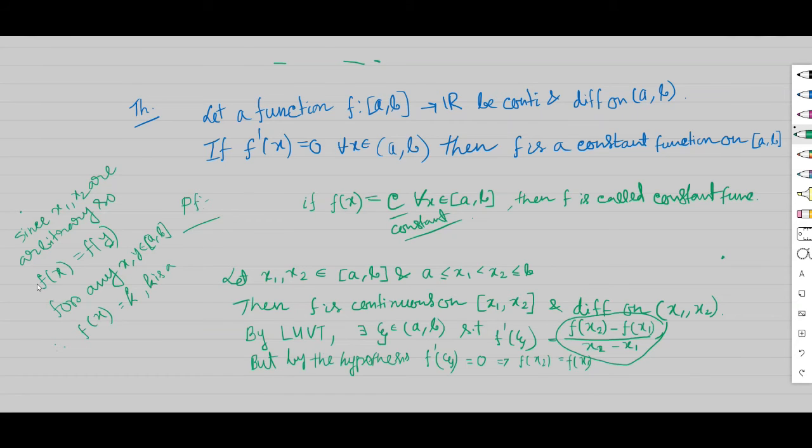K is a real constant, which proves that the function is a constant function on the closed interval a comma b. Such a powerful theorem was made by Lagrange, which is fantastic actually.